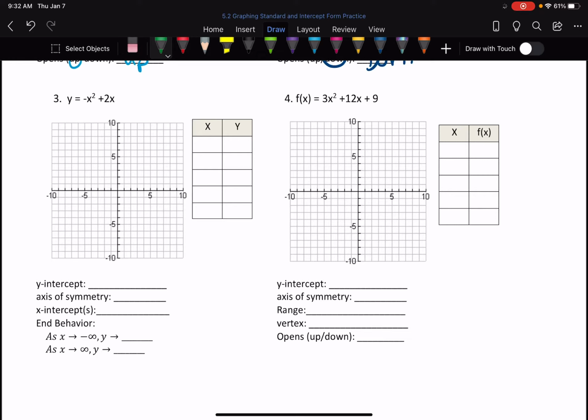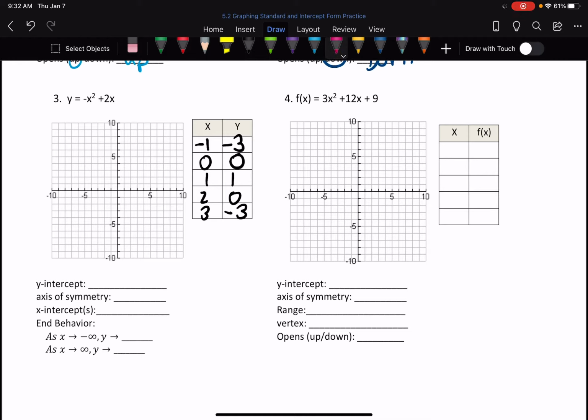So let's start off where x is -1. So where x is -1, our y value is -3. Where x is 0, our y value is 0. Where x is 1, our y value is 1. Where x is 2, our y value is 0. And where x is 3, our y value is -3.